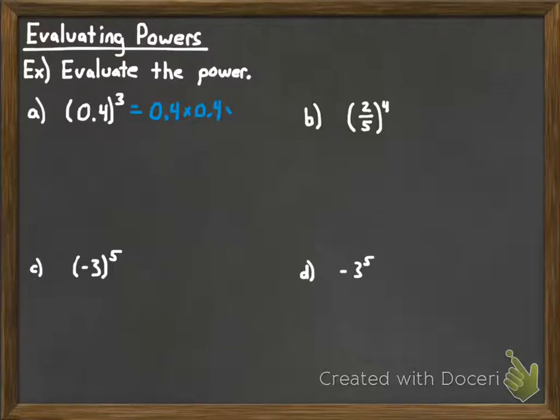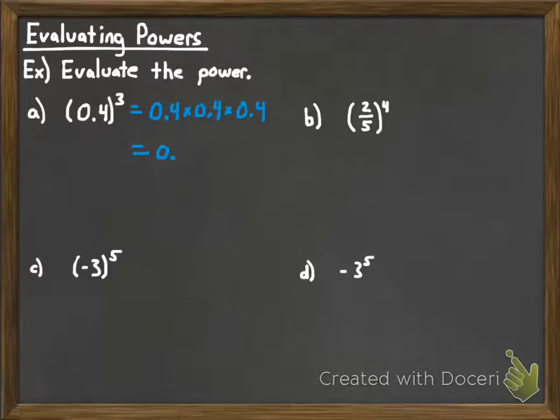All right, so 0.4 times 0.4 times 0.4 is what that means. Now what we're going to do, 2 things. Since we're working with decimals, we need to know how many decimal places are going to be in our product. And remember, that depends on the total number of decimal places within your factors. We've got 1 decimal place in each factor, which means our product is going to have 3 digits after the decimal. Okay, then we need to go ahead and multiply 4 times 4 times 4.